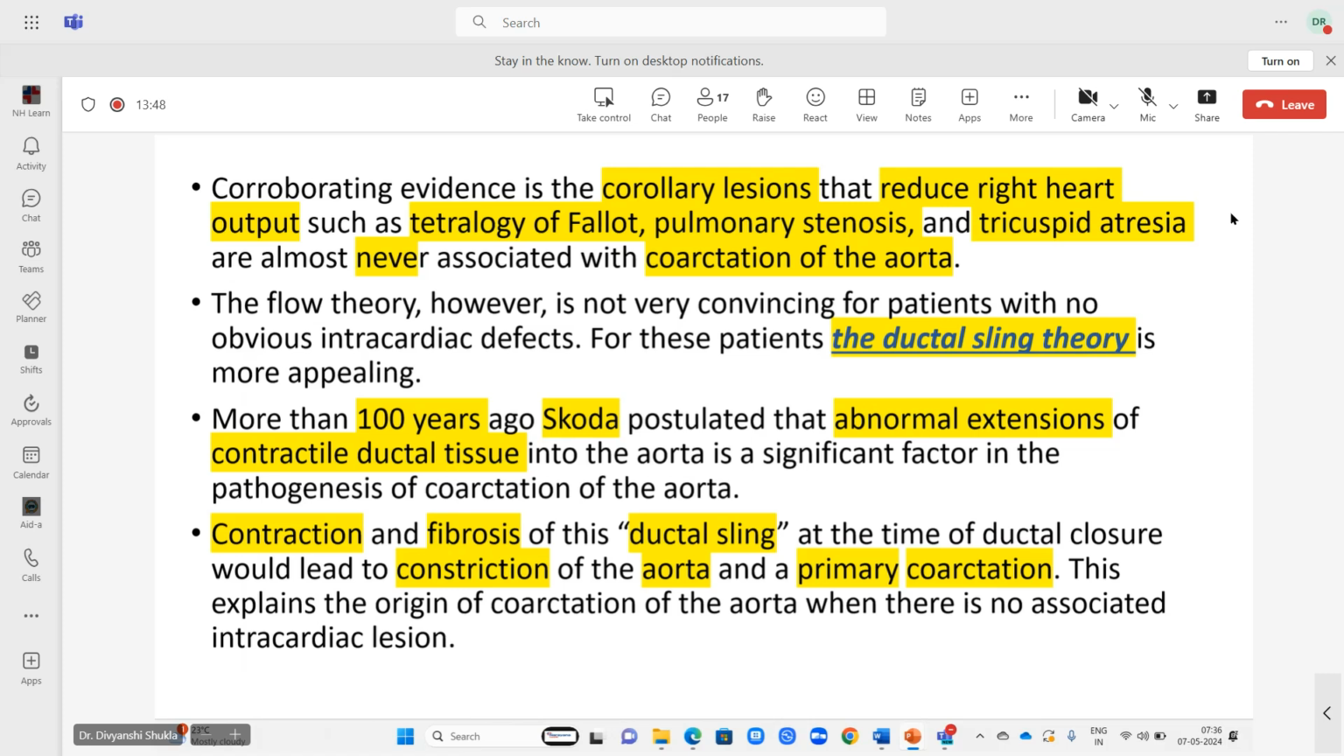Contraction and fibrosis of this ductal sling at the time of ductal closure would lead to constriction of the aorta and a primary coarctation. This explains the origin of coarctation of the aorta where there is no associated intracardiac lesion.